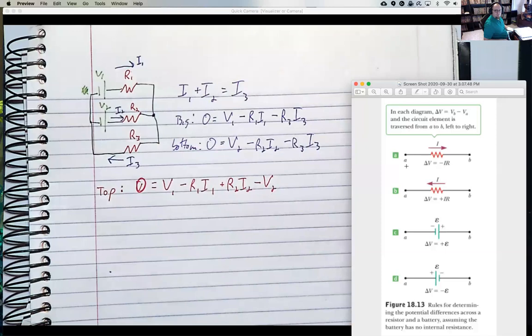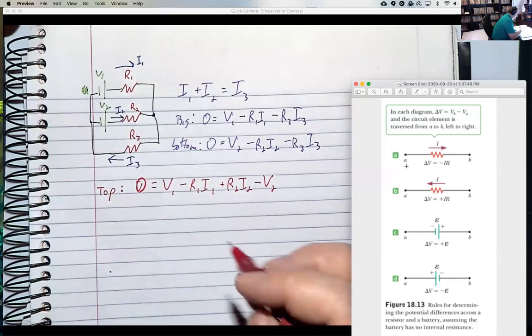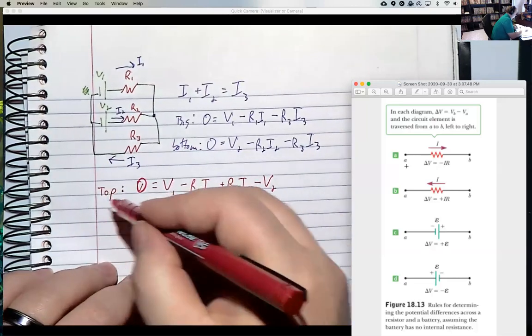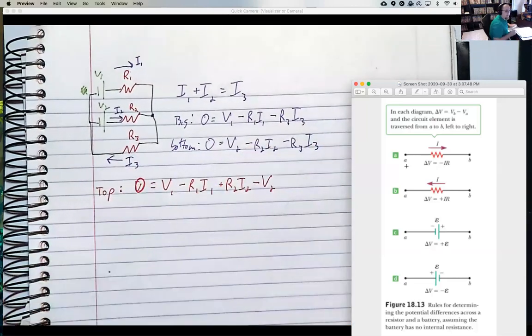Any questions so far? Nope. Now, as I said, I'm not even going to bother with this loop. I'm just going to be like, whatever. I got these 3. That's good enough.